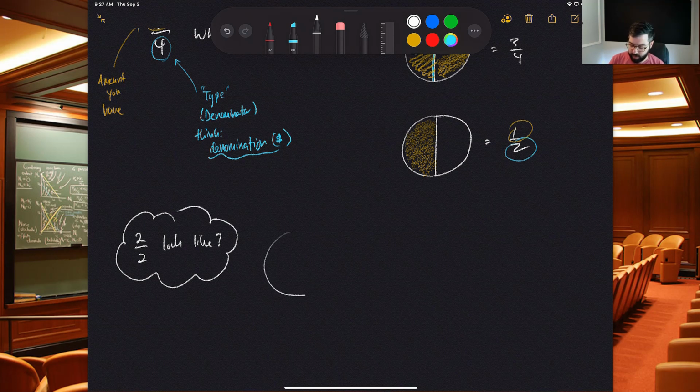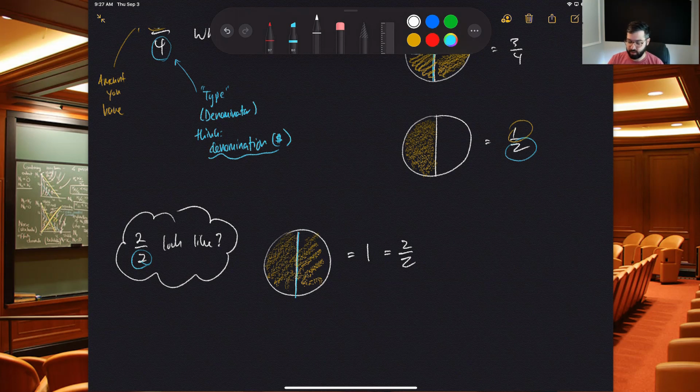Well, I would take my whole, slice it into 2 because that's my type, right? This is how we're slicing up whole things. And how many of those parts do I have? 1, 2. So this is really the same as 1 whole. So what this tells us is that 1 is the same as 2/2.